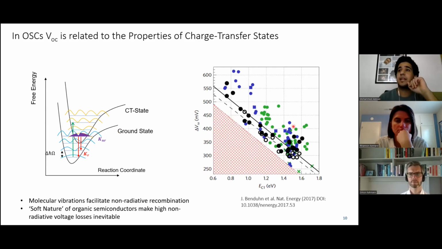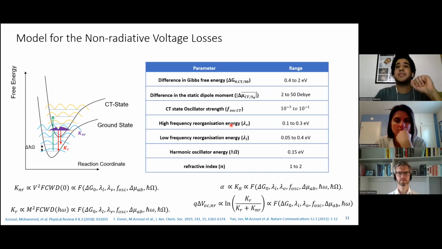They also claim here that the soft nature of these organic molecules limits the voltage loss and gives us an intrinsic efficiency limit to organic solar cells. But even that intrinsic limit is still quite high. It can go up to around 20%. So we're still fine to a certain extent.